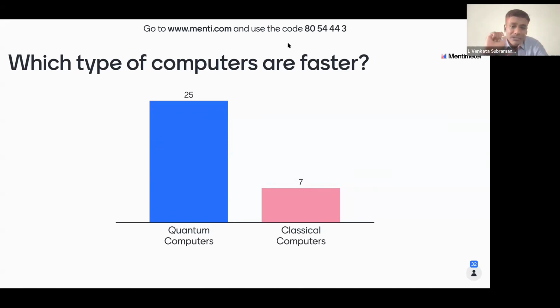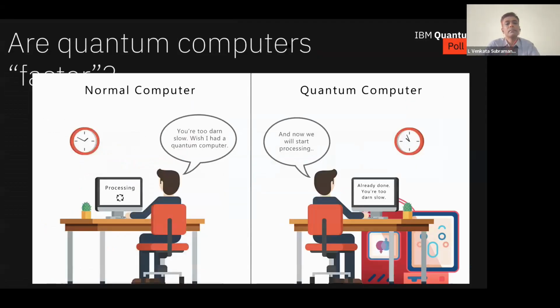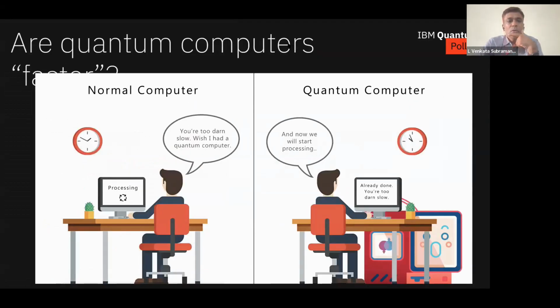Okay, so now this is a very important question. I want you to remember this question, and keep thinking about the answer that you've given to this question. So let's go back to our presentation. The majority, maybe about three-quarters, have gone for quantum computers.